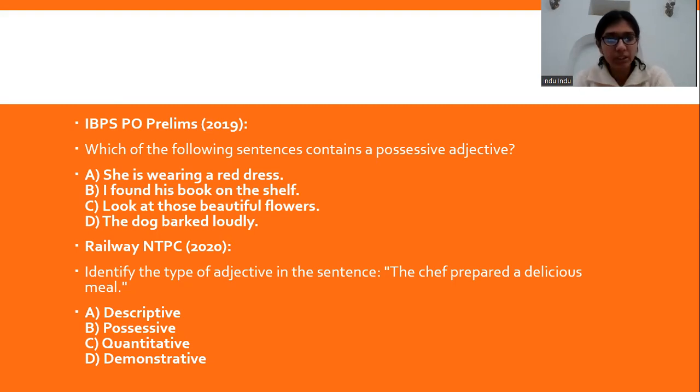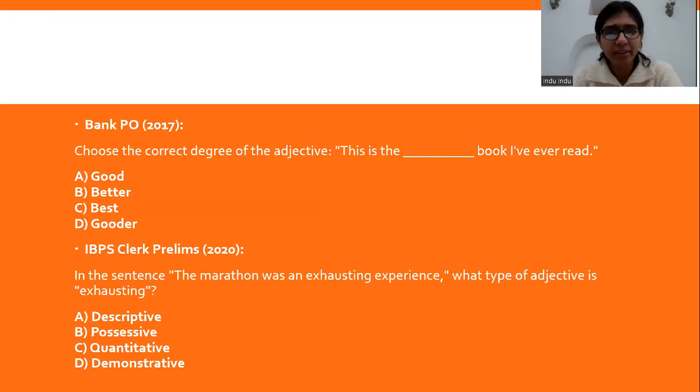Identify the type of adjective in the sentence. The chef prepared a delicious meal. Right? Now, this is where you have to identify the adjective. It's not demonstrative, it's not possessive, it's not quantitative as well. So it is descriptive. What kind of a meal was it? It was a delicious meal. That is, it describes the meal. So it's descriptive.